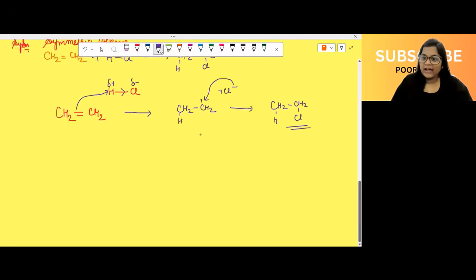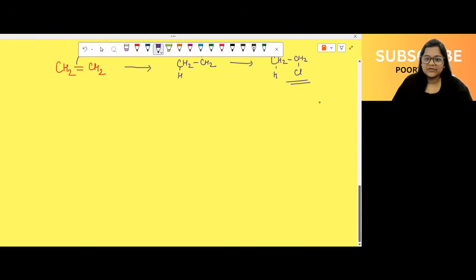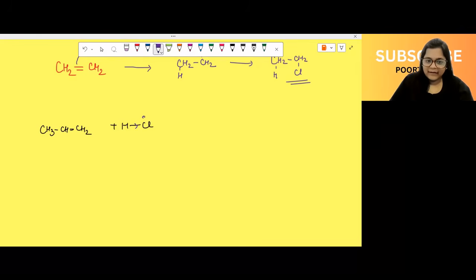The same, if it would have happened for an asymmetric compound, now what would be the change? Let's say take an example. This. To this, I am adding HCl. Now, again, HCl is a polar bond, right? It will develop a partial negative charge on Cl and a partial positive charge on H. So, double bond will go and attack onto this particular hydrogen.